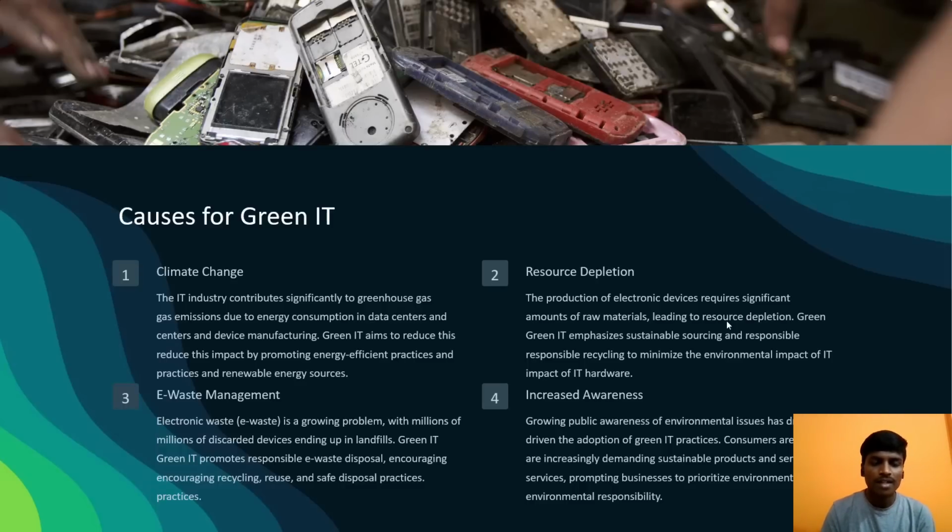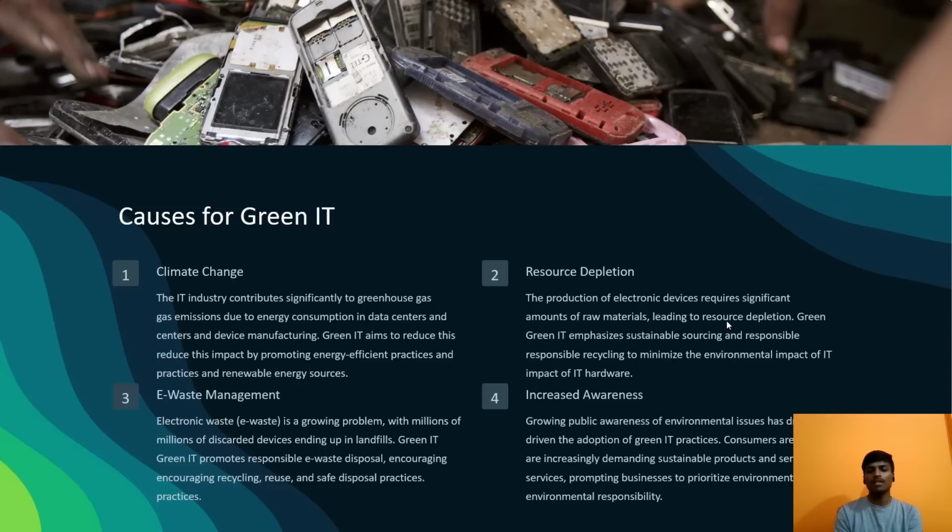Causes of Green IT. Climate change. The IT industry contributes significantly to greenhouse gas emissions due to energy consumption in data centers and device manufacturing. Green IT aims to reduce this impact by promoting energy efficient practices and renewable energy sources.